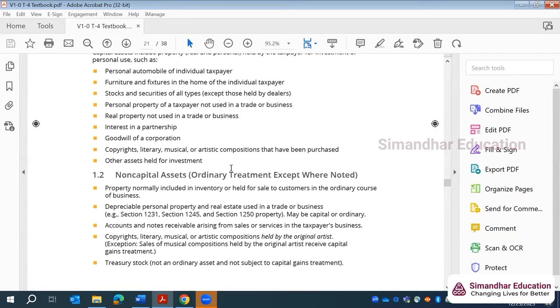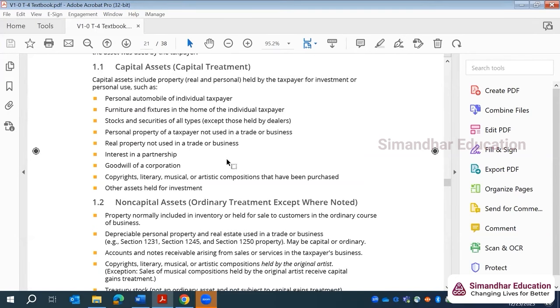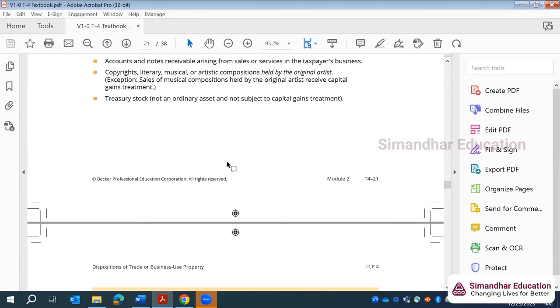So if A.R. Rahman today is composing any song, it is not considered a capital asset. But if Tips Industries goes ahead and buys A.R. Rahman's song, the composition, then for Tips Industries, that becomes a capital asset.